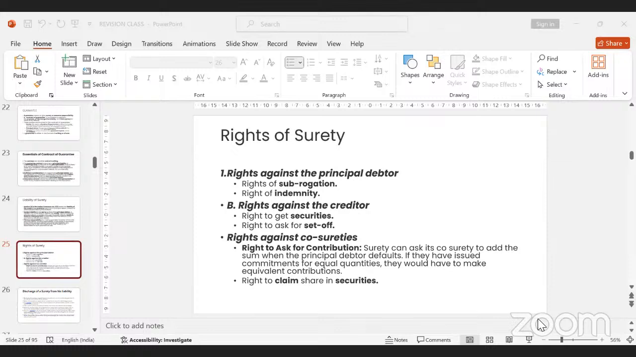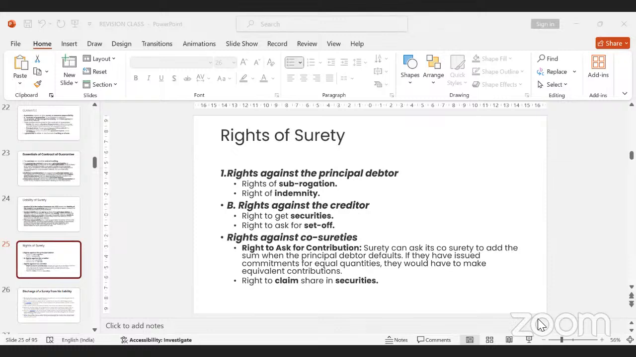Then the surety also has rights against the creditor. What are the rights against the creditor? Whatever was given as security by the principal debtor, once the surety makes the payment, all those securities have to be given to the surety. So any documents, any asset, anything that was given as security at the time of taking the loan, all those securities have to be handed over.